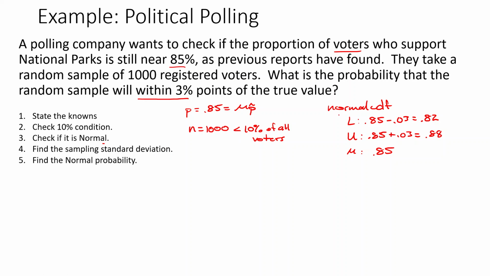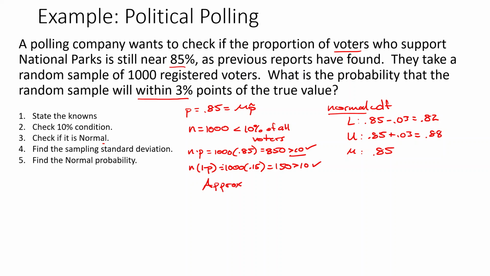Our normal conditions, so we need to know if we can use normal CDF or not. So we do n times p, which is 1,000 times 0.85, which is 850. That's definitely greater than 10. We do need to state this part. n times 1 minus p is 1,000 times 1 minus 0.85, which is 0.15. We get 150, also greater than 10. That checks out. So this tells us that it is approximately normal. If we're doing this on a free response question, we want to write this.